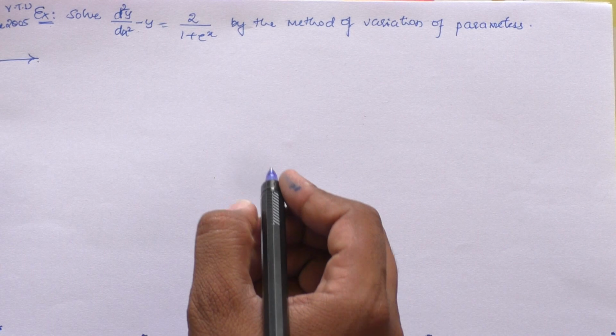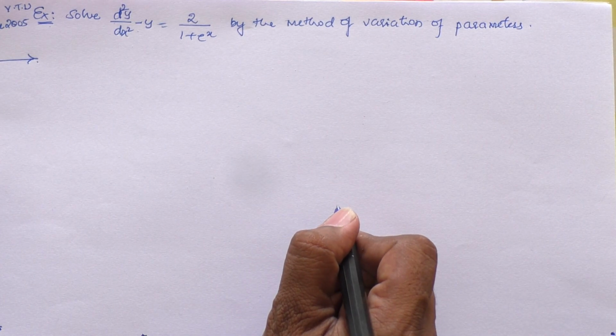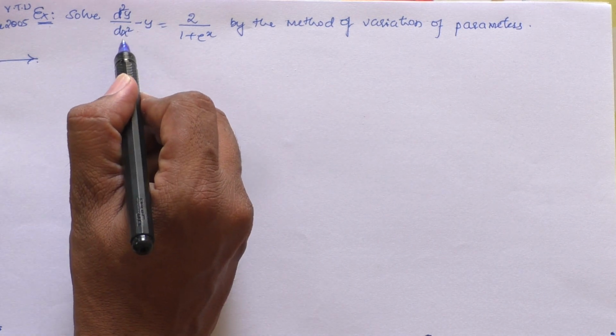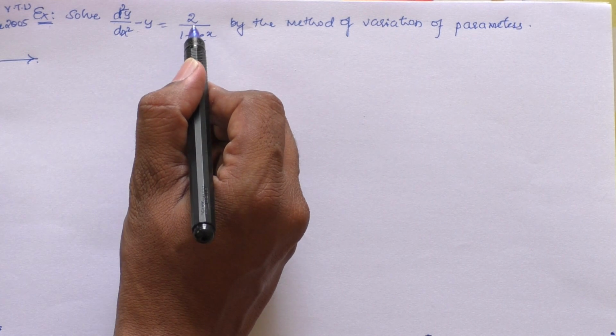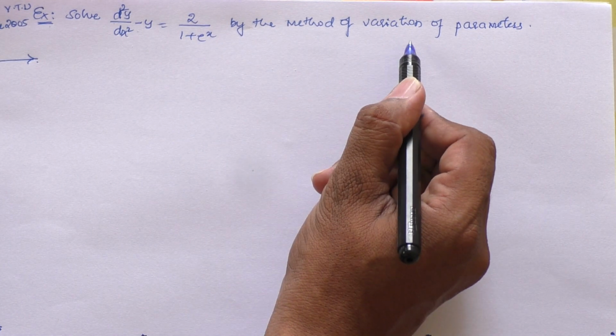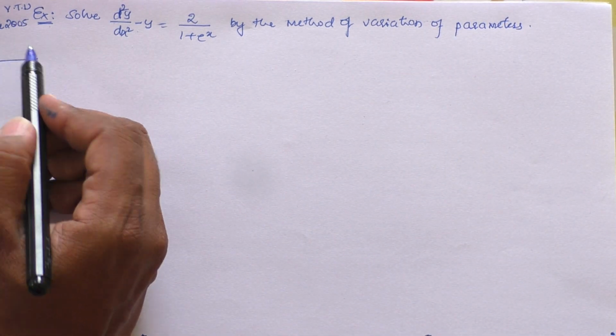In this video, let us solve problems on variation of parameters. So here we have a question: solve d square y by dx square minus y equal to 2 divided by 1 plus e raised to x by the method of variation of parameters. It was given in VTU exams June 2005.